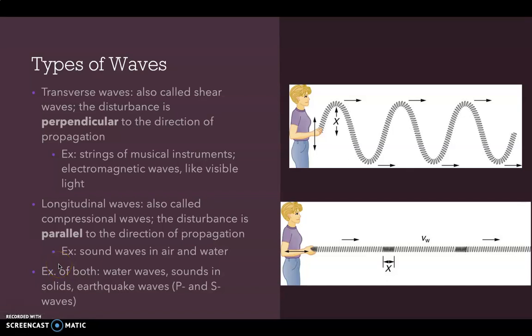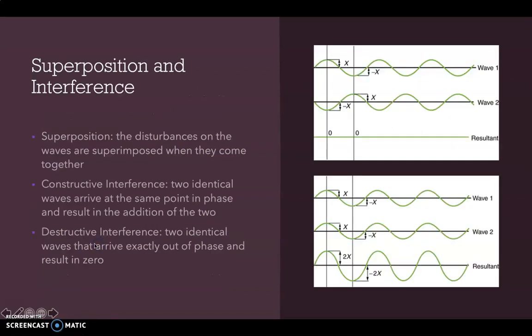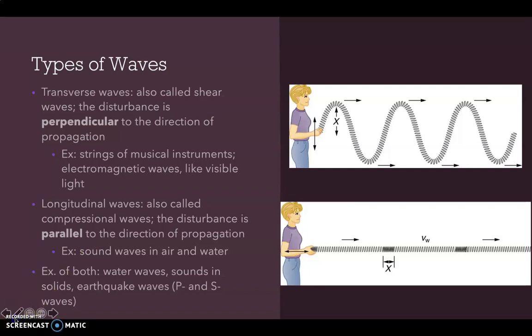All right, we're going to go ahead and go into the types of waves. So the first type of wave that we're going to talk about is called a transverse wave. Transverse waves are also called shear waves, and they're a disturbance in the perpendicular direction to the direction of propagation. So the waves here in this case are propagating this direction, and the disturbance is in the perpendicular direction, okay? So this is the disturbance.